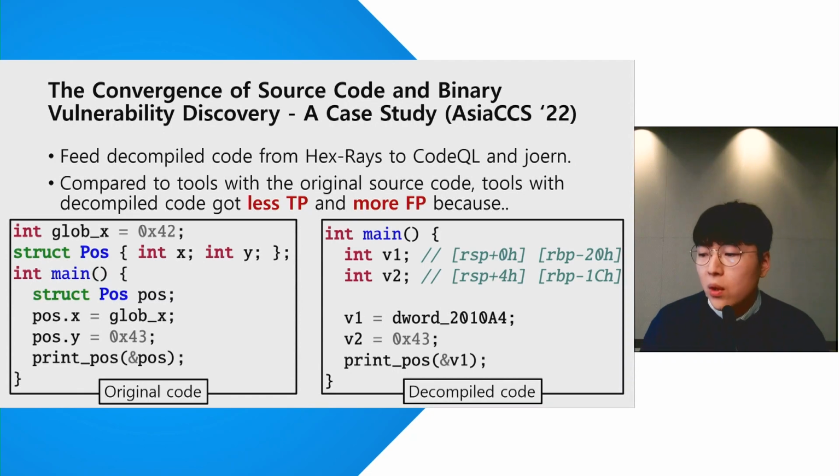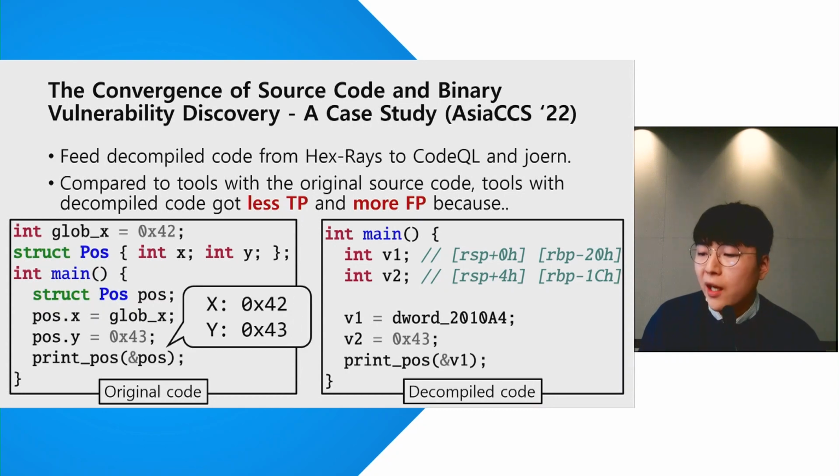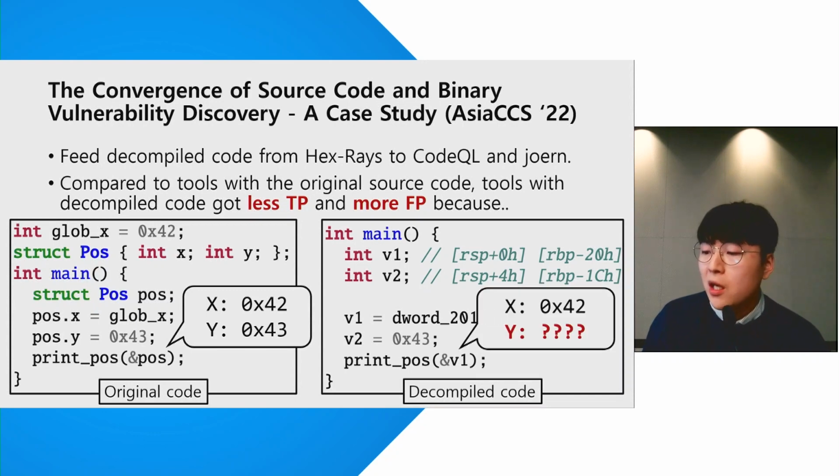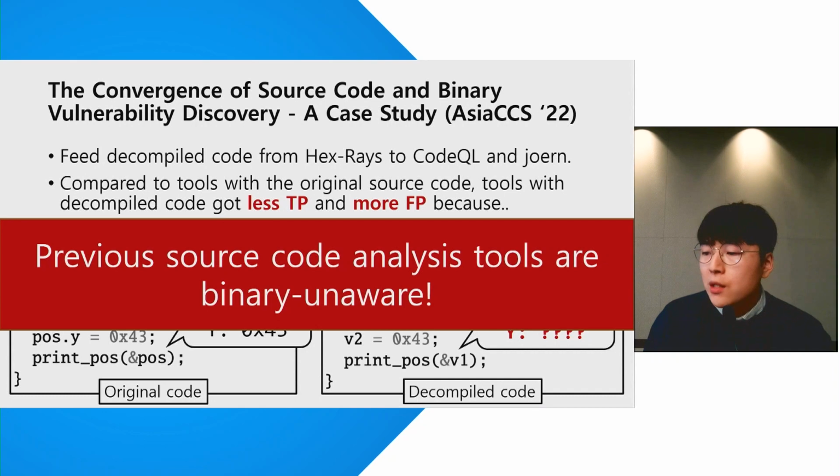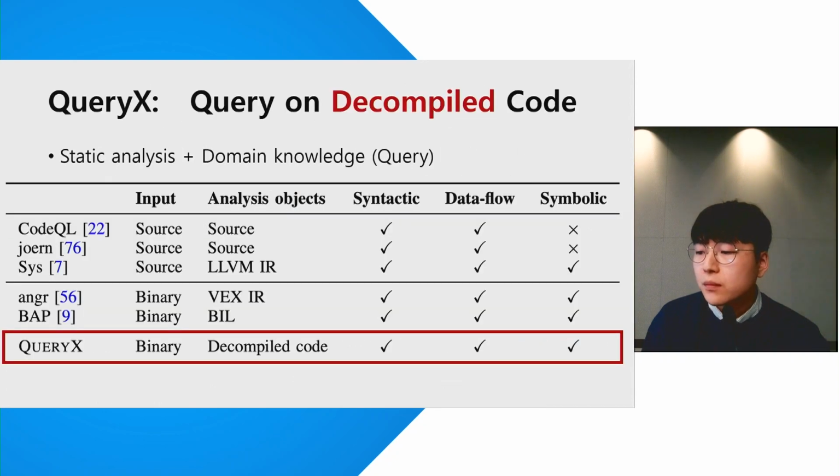For example, here are the source code and its decompiled code. If you see the original source code on the left, it is very straightforward for source code analyzers to figure out which X and Y values will be printed, but it is not in the decompiled code because it is undefined behavior without recognizing memory layout information. This means that the previous source code analysis tools are binary unaware.